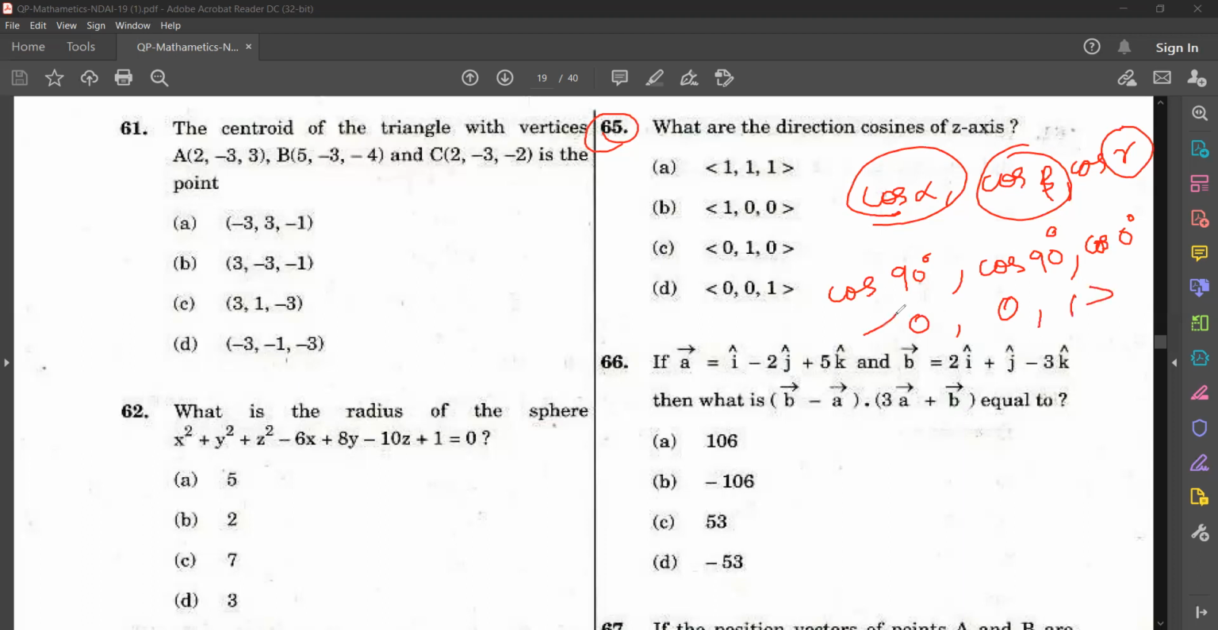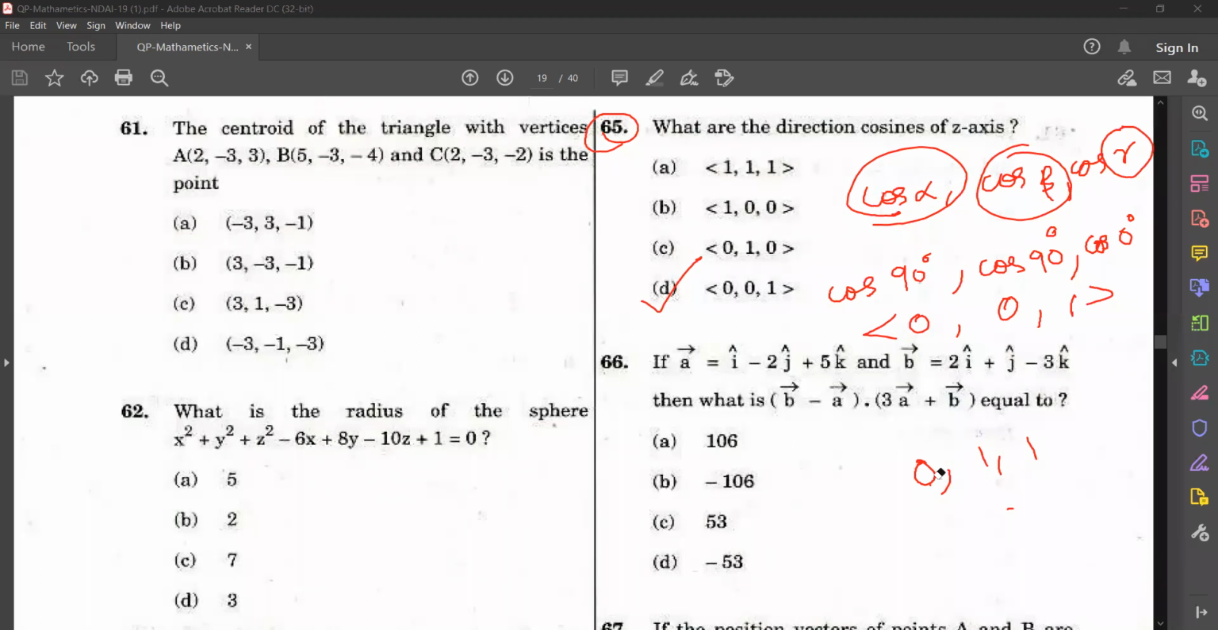So what are the direction cosines? Direction cosines of z axis is 0, 0, 1. Okay, now tell me what are the direction cosines of x-axis? Direction cosines of x-axis would be 0, 1, 1, isn't it? Because x-axis with x-axis angle 0.